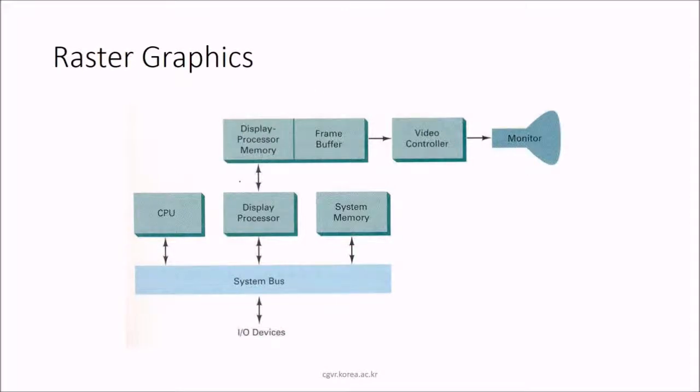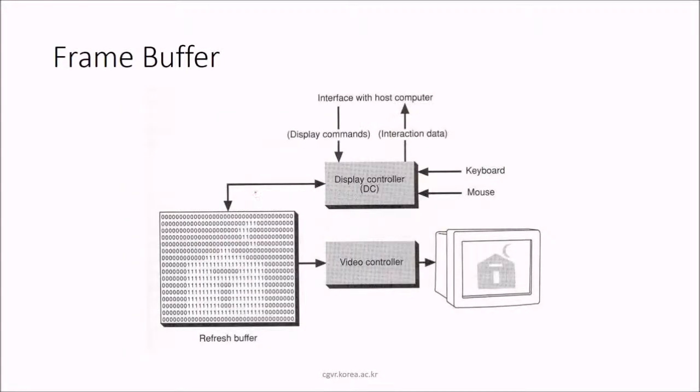So in raster graphics, what happens? You have input output devices, then you have system buses. The system buses are connected with your CPU, display processor, and frame memory. The display processor has the display processor memory, and in this we have a frame buffer. This frame buffer gives the frame to the video controller, which in turn outputs the frames to the monitor.